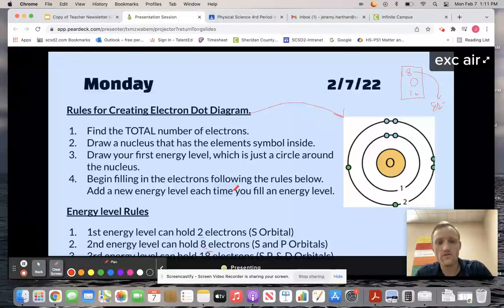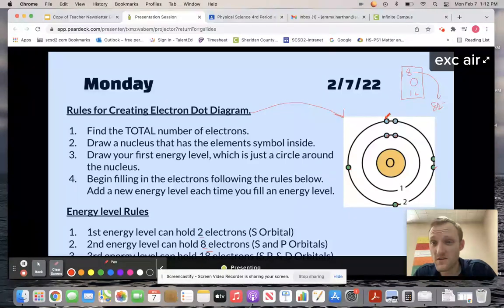Okay, so if we follow this progression, we start from the inside, and we'd start with this one, right? So we have 1, 2. Now that first energy level is full, right? So now I have to add this second energy level, and I keep going. So I'm at 2, 3, 4, 5, 6, 7, and 8.